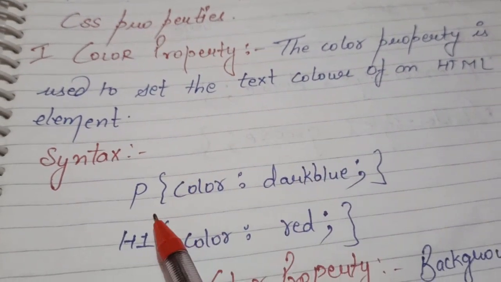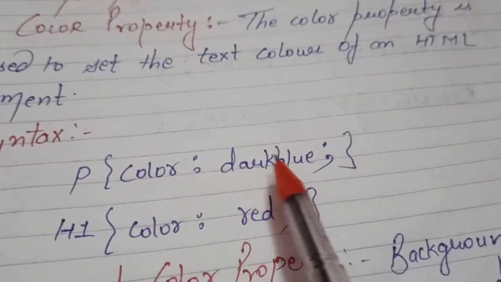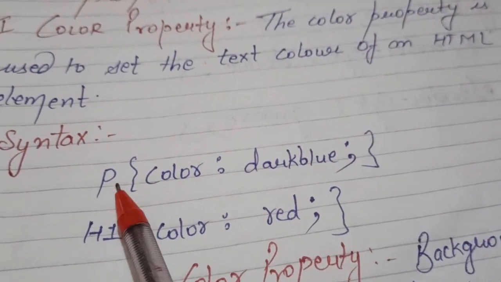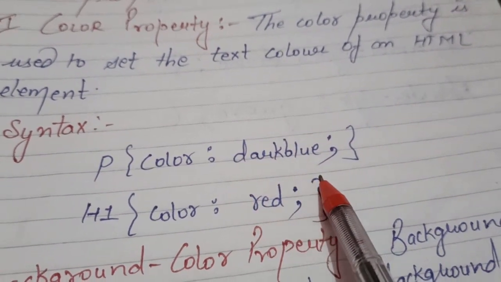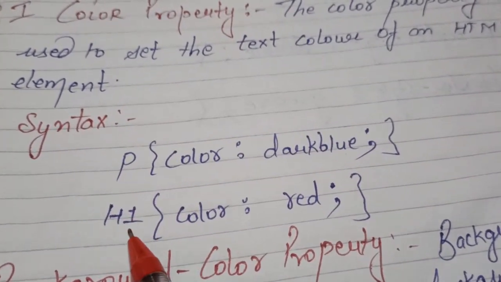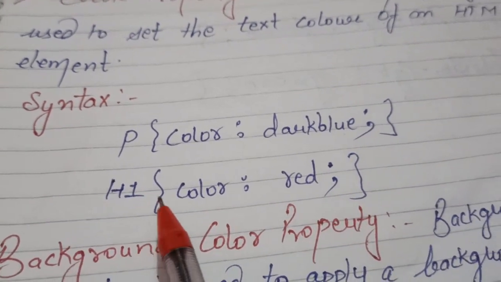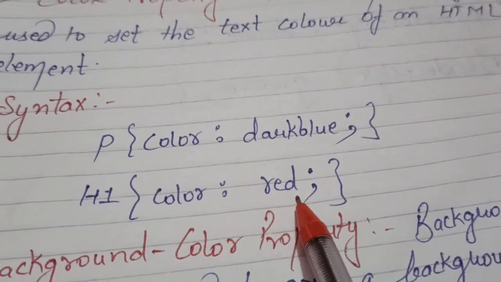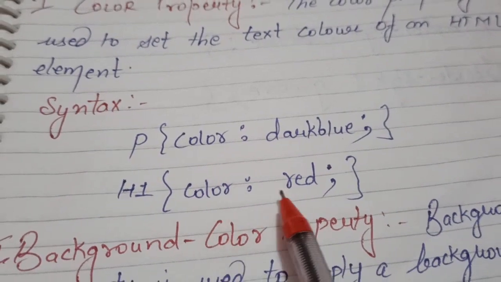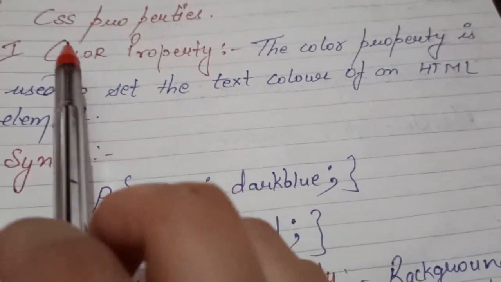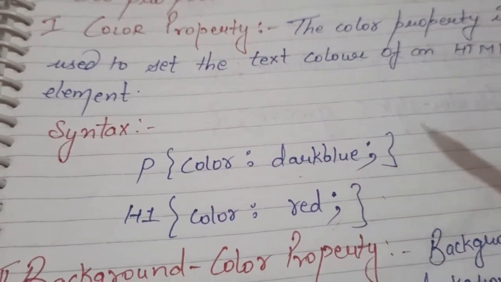Like here the syntax is: p is an HTML element, and here I have applied the CSS property color dark blue. That means whatever text I have given in this p tag would appear in dark blue color. Similarly I have applied the color for h1 also. h1 is again an HTML element, and the color I want is red. So whatever text I have given in heading 1 would appear with the font color red. This is the role of the color property in CSS, and this is the syntax for defining the color. I have used this in our programs also.